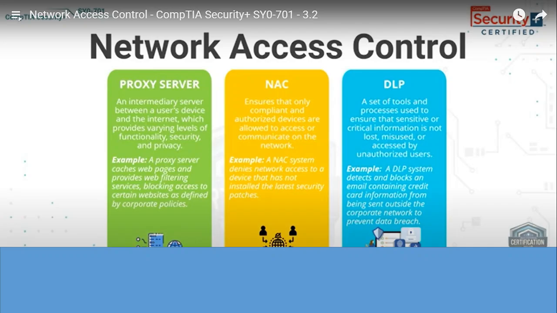What is DLP? It's a set of tools and procedures used to ensure that sensitive or critical information is not lost, not misused, and not accessed by unauthorized users. For example, a DLP system detects and blocks an email containing credit card information from being sent outside the corporate network to other branches. It will prevent it.